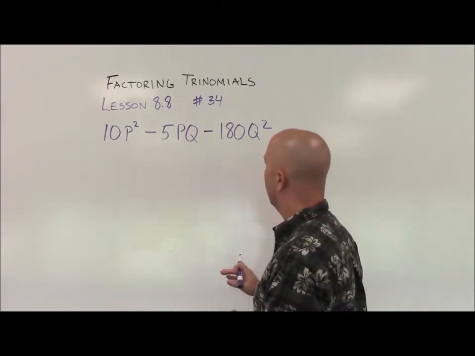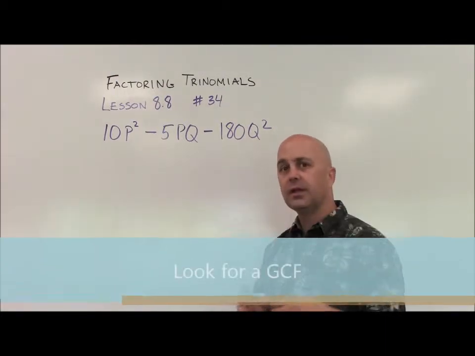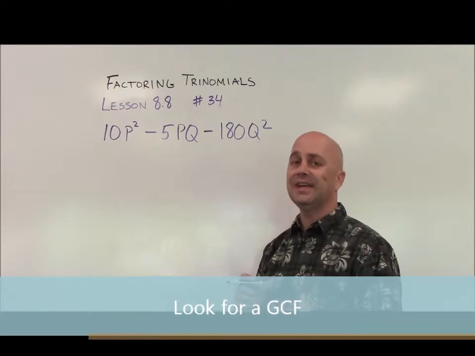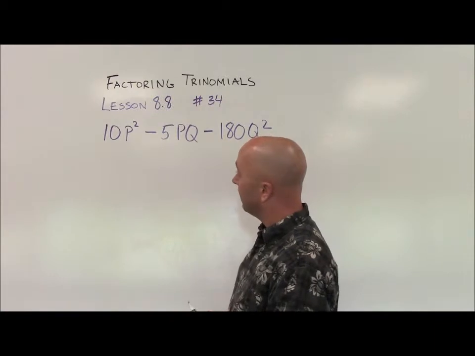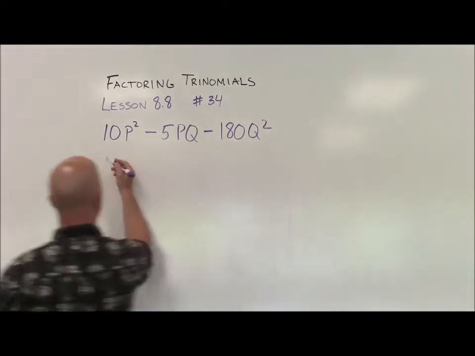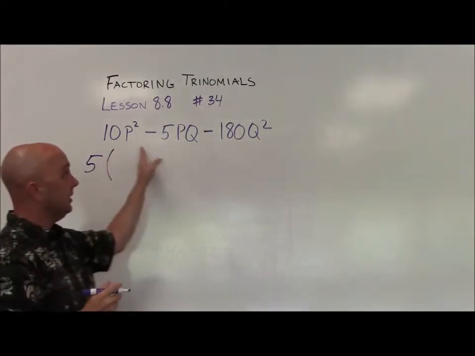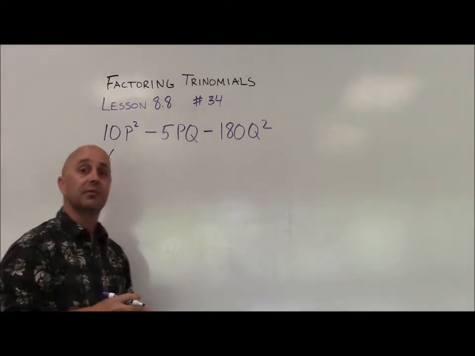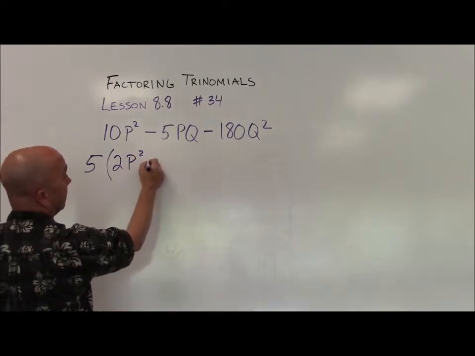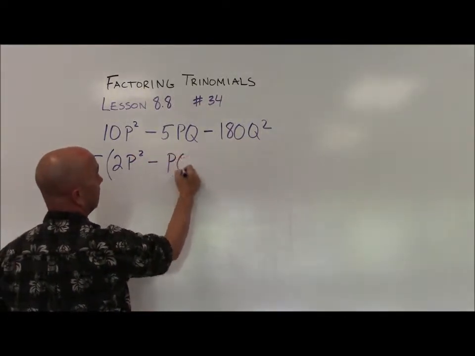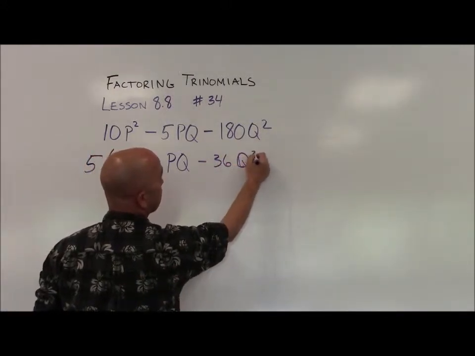So the first thing I want to look at is, are there any greatest common factors I can pull out? I want to do that before I start factoring into smaller pieces any trinomial or polynomial. So in this one, I noticed right away that I can pull a 5 out of each of these terms. So we're going to go ahead and factor that out. We'll get a 5. There's nothing else in common. There's no p for every term or no q for every term. You also want to look for that, but I just got a 5. So I end up with 2p squared minus pq minus 36q squared.